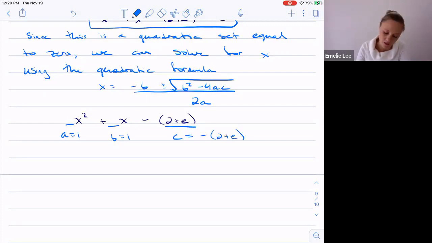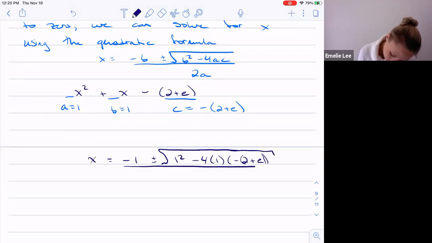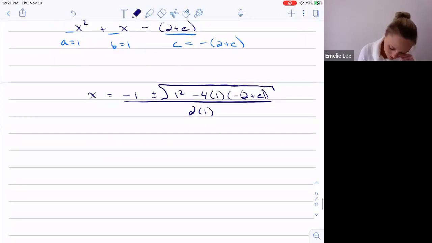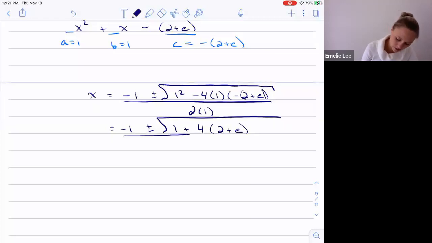Okay. Let's do it. x is negative 1 plus minus the square root of 1 squared minus 4 times 1 times negative 2 plus e, divided by 2 times 1. Okay, I want to be careful here, right? I get negative 1 plus minus the square root of 1, and then negative 4 times negative, so that's going to be plus 4 times 2 plus e, divided by 2. Hopefully I didn't screw something up.